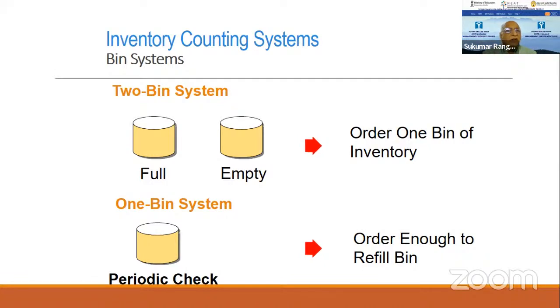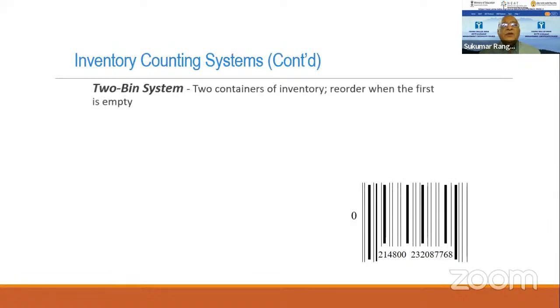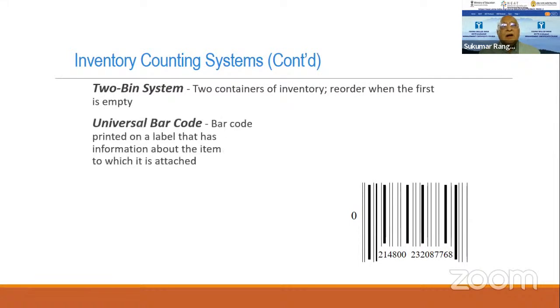Periodic checks can happen for either very C-class items, or items of very high value also. This periodic check, as I told you, in my case, I had some of the items reflecting on the everyday report, some on the weekly report, some on a monthly report. So that could be a periodic check system. A two-bin system contains two containers of inventory, and you reorder when the first one is empty. That's a very simple thing, keeping track by using a universal barcode system.